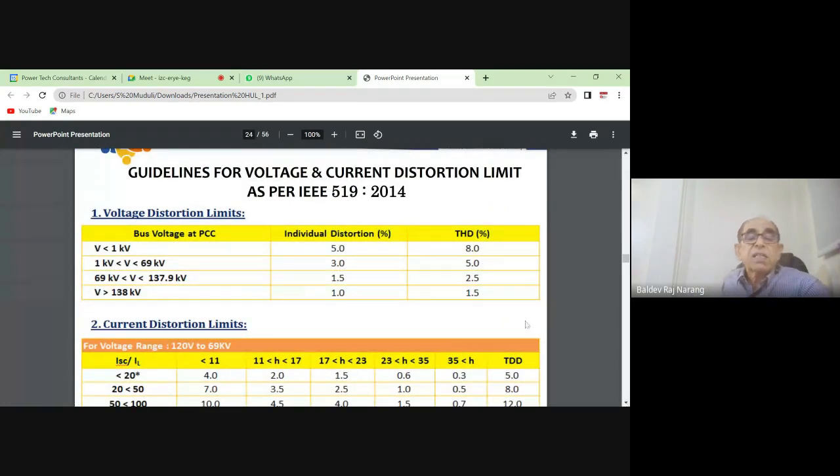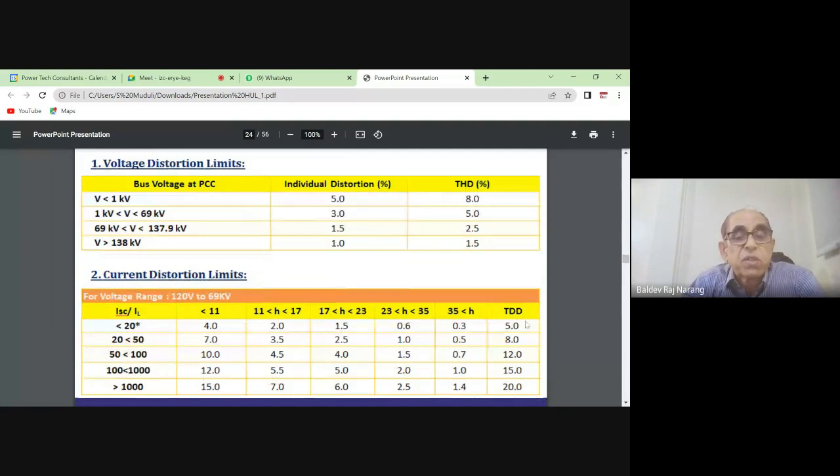So these are the IEEE 519 guidelines, which are the basis of all the regulations of harmonics and power factor and everything. They are basing their decisions on these IEEE 519 norms. Normally we are in the range of maybe 11 kV, 22 kV or 33 kV power connections. There, the voltage harmonics THD level we have to maintain is 5%.